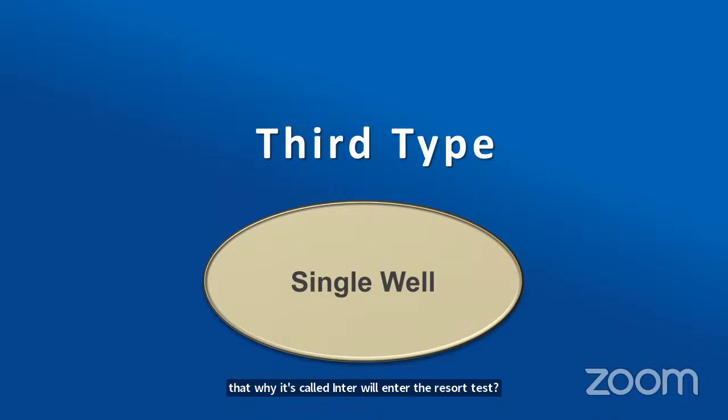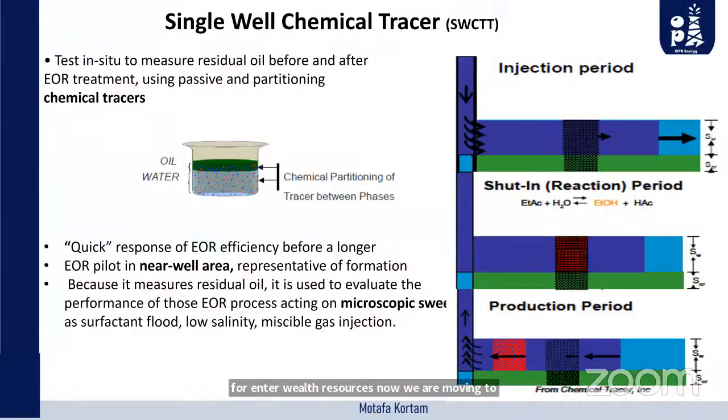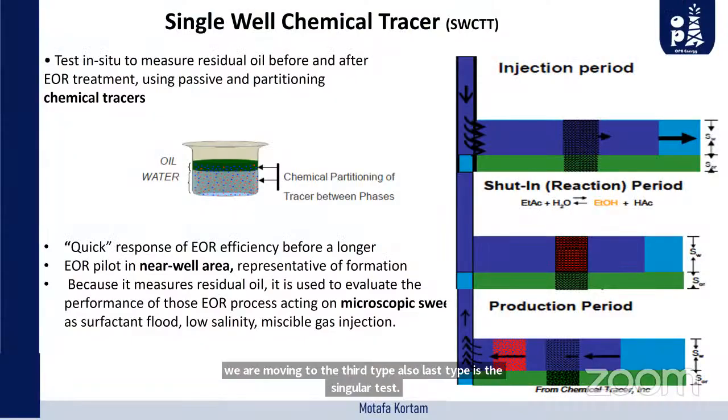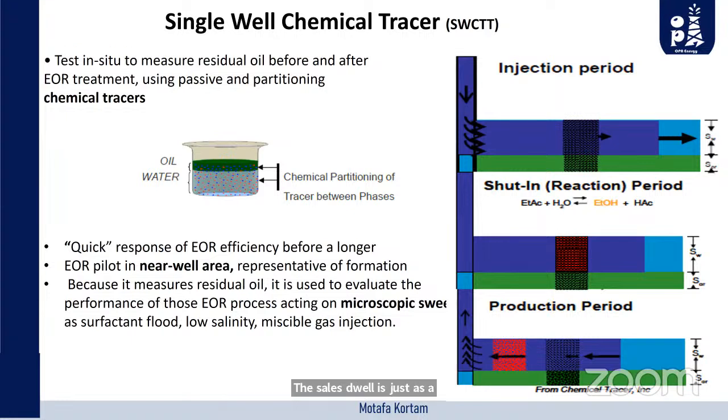Now we are moving to the third and last type, the single well tracer test. As its name says by definition, it's used for only one well. It doesn't require injecting in one well and receiving the tracer from another well. You just inject in the well and get the production from the same well. The main purpose of it is to measure the residual oil within the reservoir. So we need to understand the current residual oil.